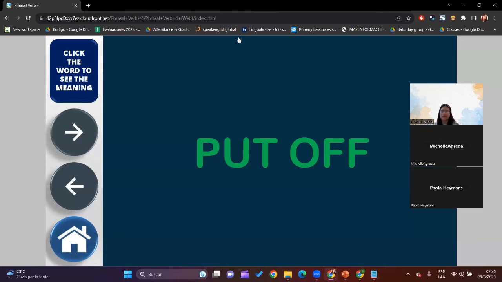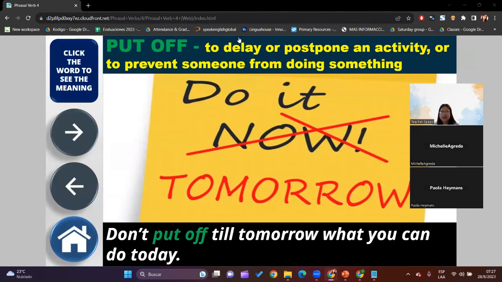This is not figurative, right? It's not with the verb put up. No. We can say that it's not figurative, it's very simple too, because remember the ones that are figurative are idioms, right? Yes. So, to put off will be to delay or postpone an activity, or to prevent someone from doing something. Like, don't put off till tomorrow what you can do today.